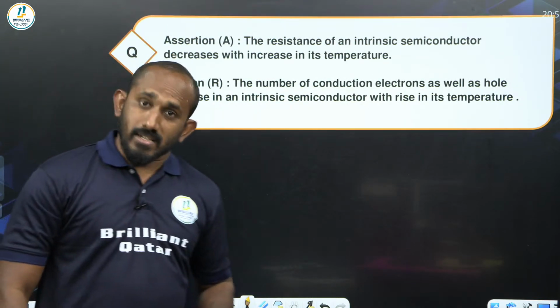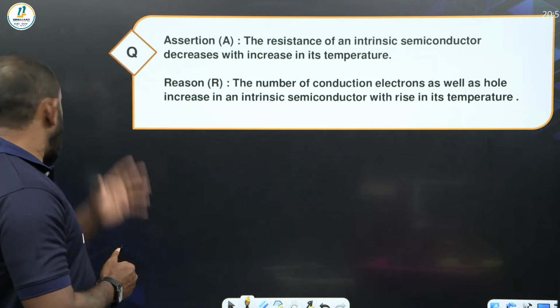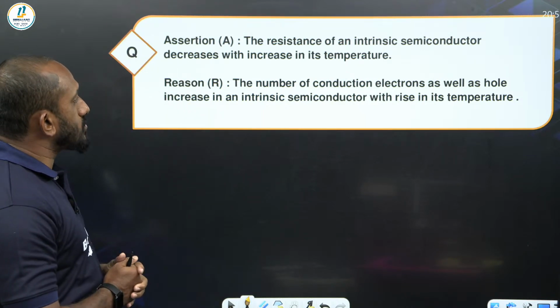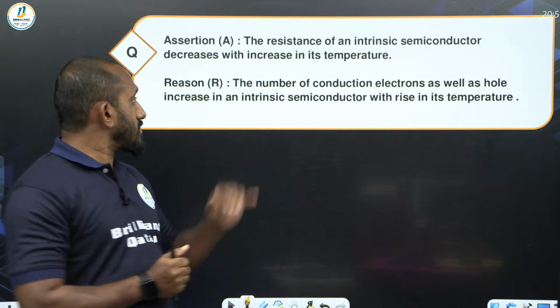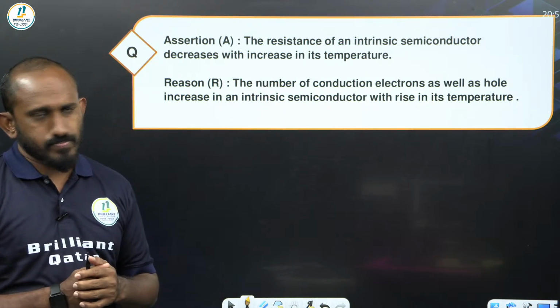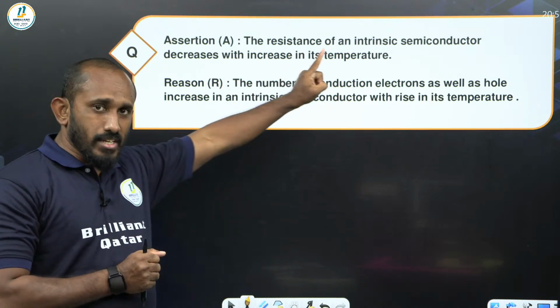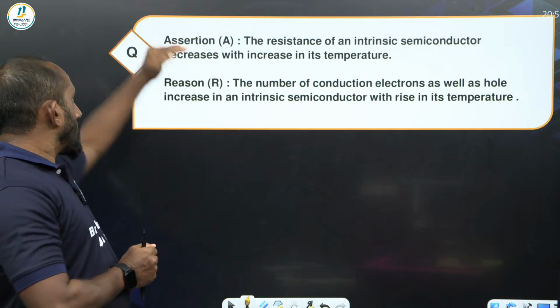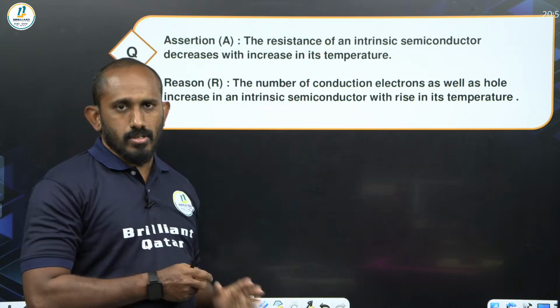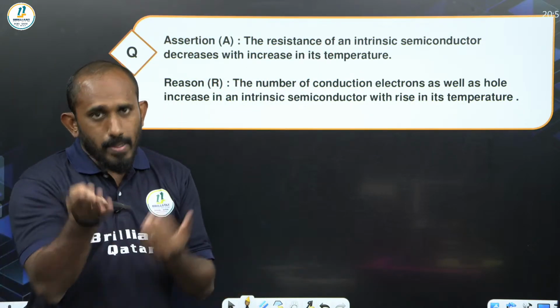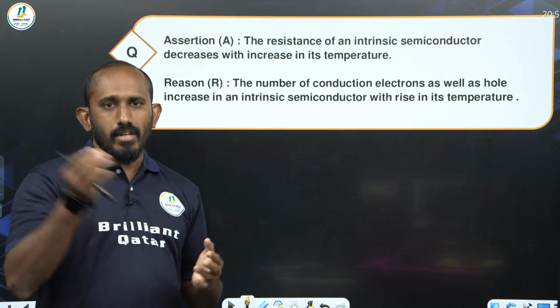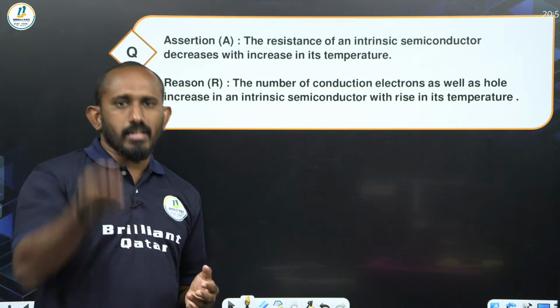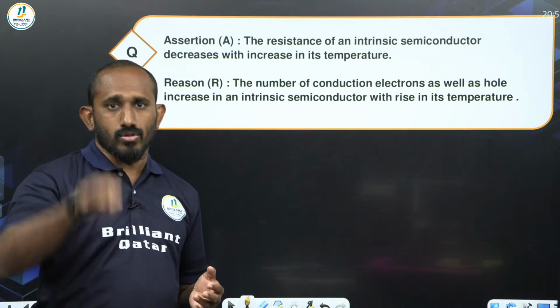Next one, assertion and reason again. Assertion: the resistance of an intrinsic semiconductor decreases with increase in its temperature. Resistance of an intrinsic, that means a pure semiconductor, decreases with increase in temperature. Yeah, that's correct. That's only the application of semiconductors. When it is heated, temperature increases, its resistance or resistivity decreases.